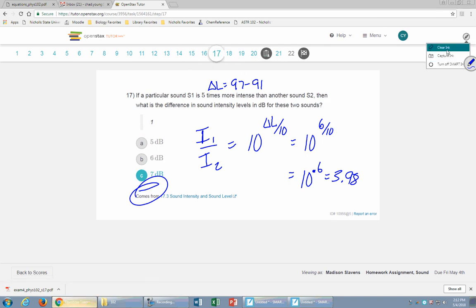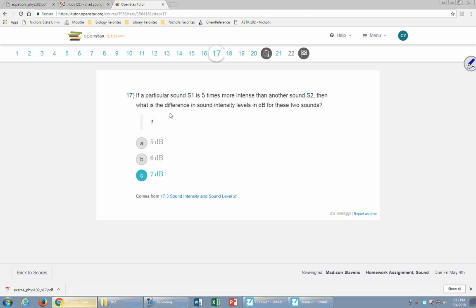Well, what are you just putting random numbers up in here? Okay, so here this is, what is the difference in the sound intensity levels? So here, instead of solving for I1 over I2, you're solving for delta L. So it's the same problem, I1 over I2. We know what that is. That's equal to 5. That's the ratio of the intensities. And that's equal to 10 to the delta L over 10. So here we're solving for delta L.